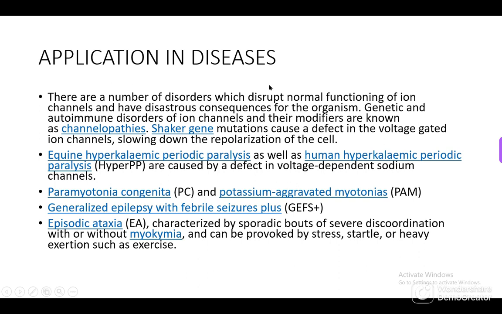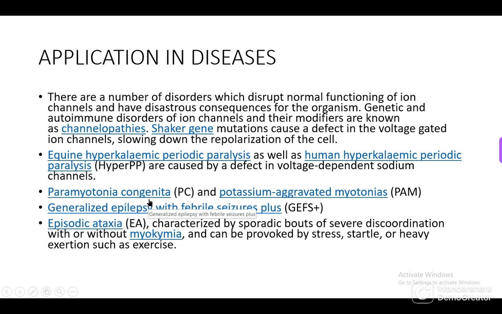Now, as far as disease applications are concerned, these diseases are known as the channelopathies. This is the terminology we use: channelopathies. Equine hyperkalemic periodic paralysis, as well as human hyperkalemic periodic paralysis, are caused by a defect in the voltage-dependent sodium channels. Another one is paramyotonia congenita.